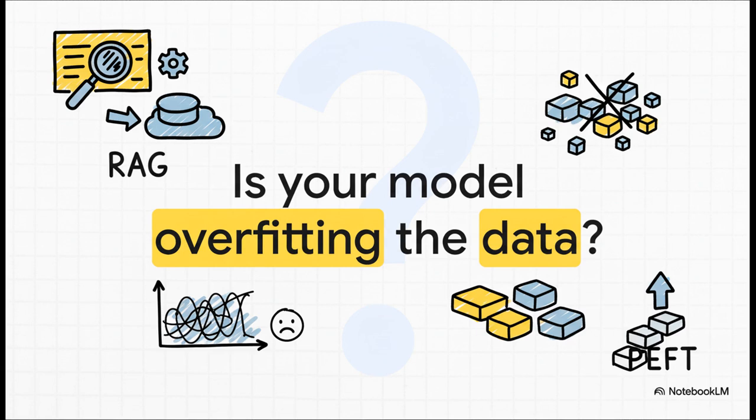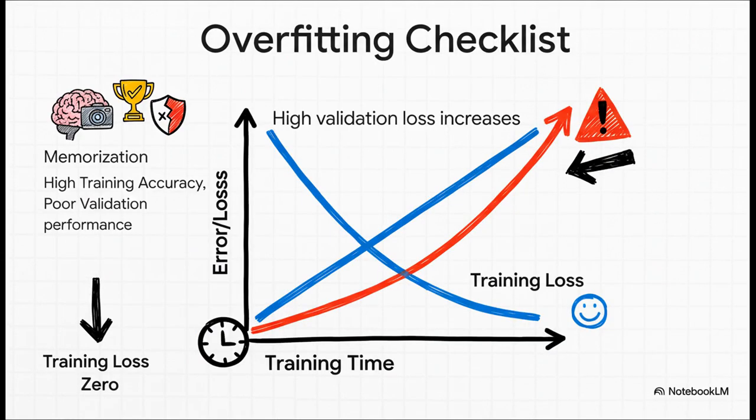So how do you know if things are starting to go off the rails? Well, the most common way these projects fail is through overfitting. That's where the model doesn't actually learn the task, it just memorizes your training examples. So let's look at the warning signs. Here's a super simple checklist for you. The classic textbook sign of overfitting is right there in those first 2 points.